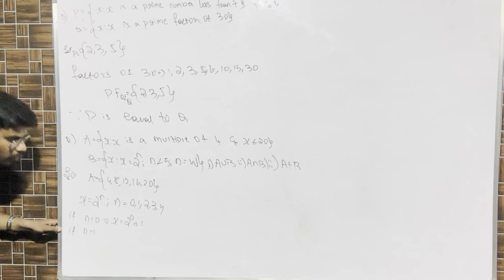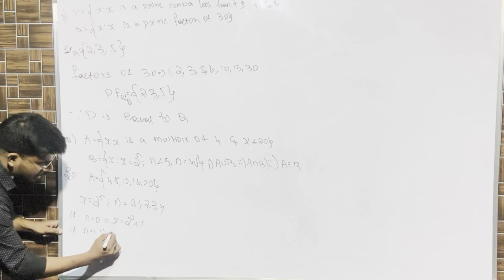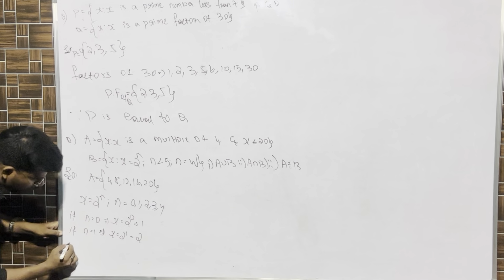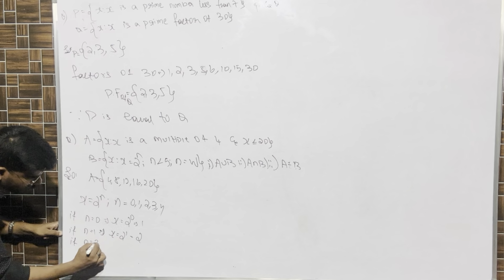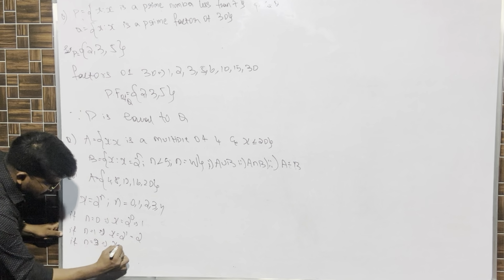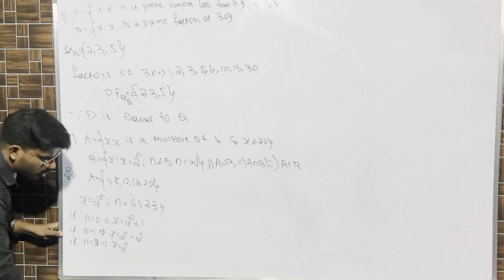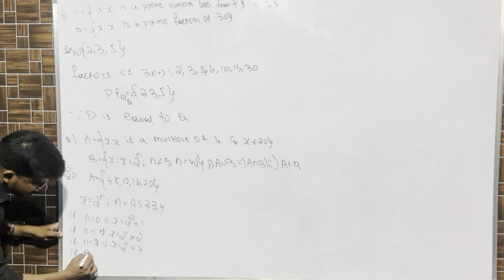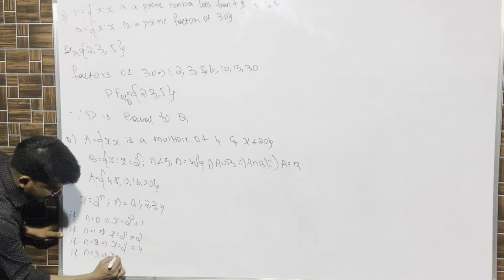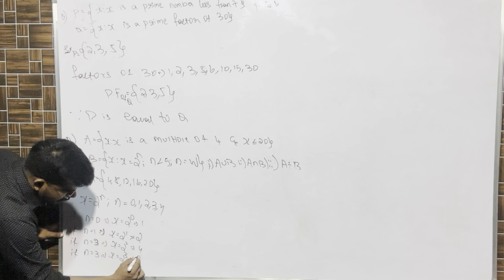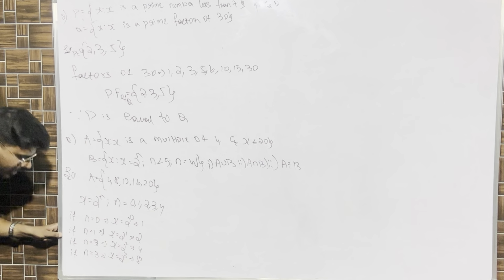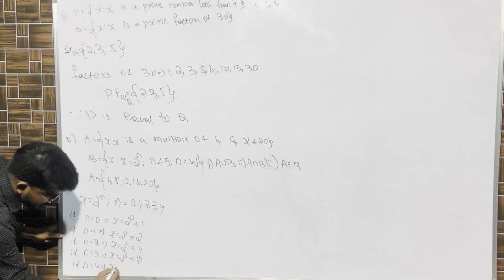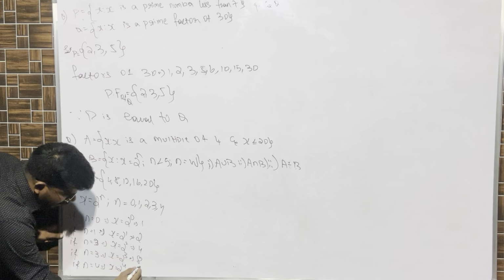N is equal to 1. X is equal to 2 power 1, which is nothing but 2. If n is equal to 2, x is equal to 2 power 2, which is 4. Next, if n is equal to 3, x is equal to 2 power 3, which is nothing but 8, 2 into 2 into 2. Last, if n is equal to 4, x is equal to 2 power 4, which is nothing but 16.